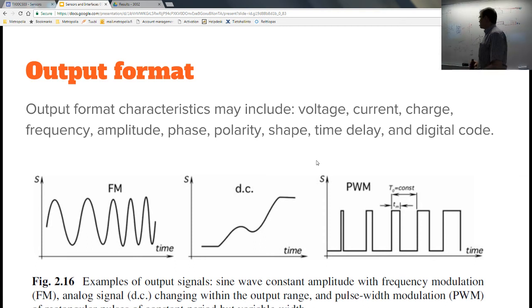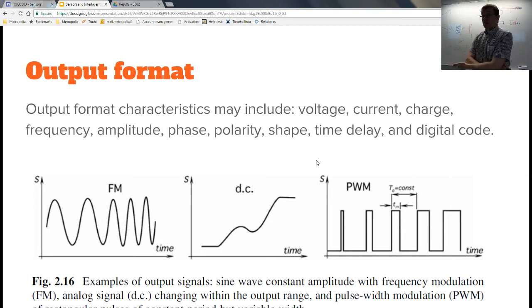All right, now we are talking about the output format. So basically output format characterization, it's just read the manual. Take a look at the sensor data sheet. The output can be basically anything. There are no given rules, it must be like that. There are some industry standards.